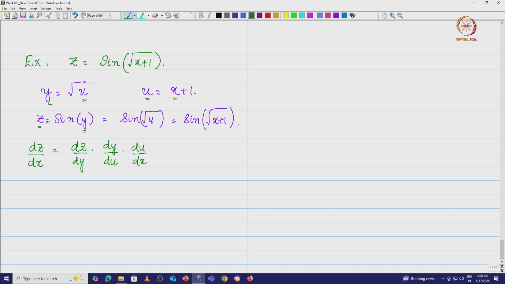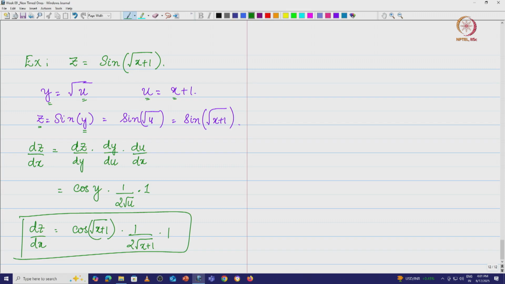So, what is dz by dy? dz by dy is nothing but cos y. What is dy by du? dy by du is nothing but the differential of square root of u, which is 1 by 2 root u. And what is du by dx? That is 1. So, we have the derivative to be cos y into 1 by 2 root u into 1. What is y? This is nothing but cos of square root of x plus 1 into 1 by 2 square root of x plus 1 into 1. So, that is the derivative that we have. The derivative of the composition is basically this.